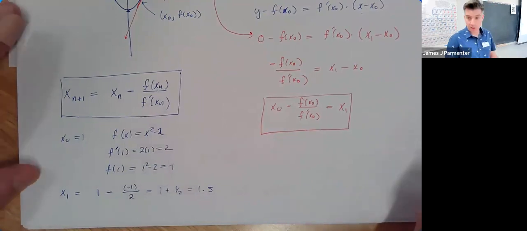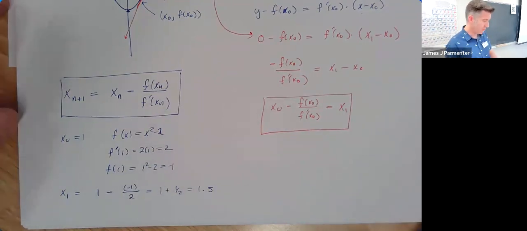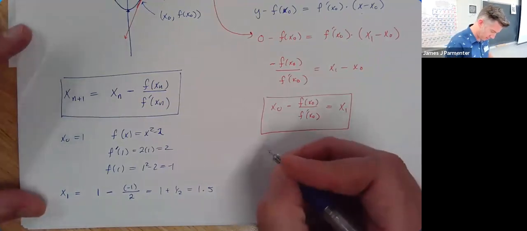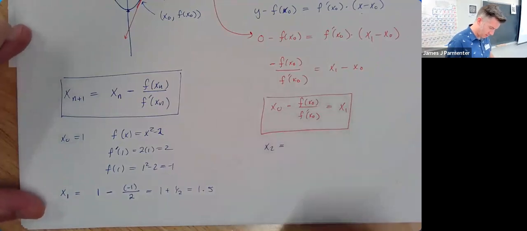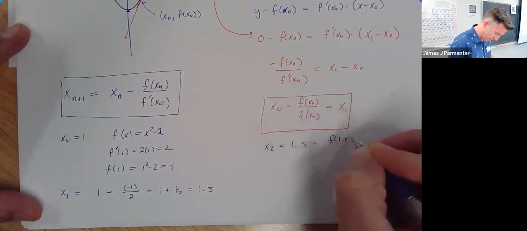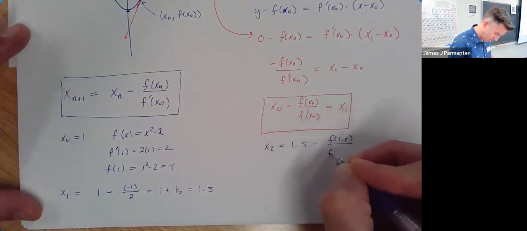Which is definitely a closer guess, right? 1.5 is much closer to what we know root 2 is approximately equal to than 1 is. And then we do it again, right? So now if I want to find x sub 2, it's going to be 1.5 minus f of 1.5 over f prime of 1.5.